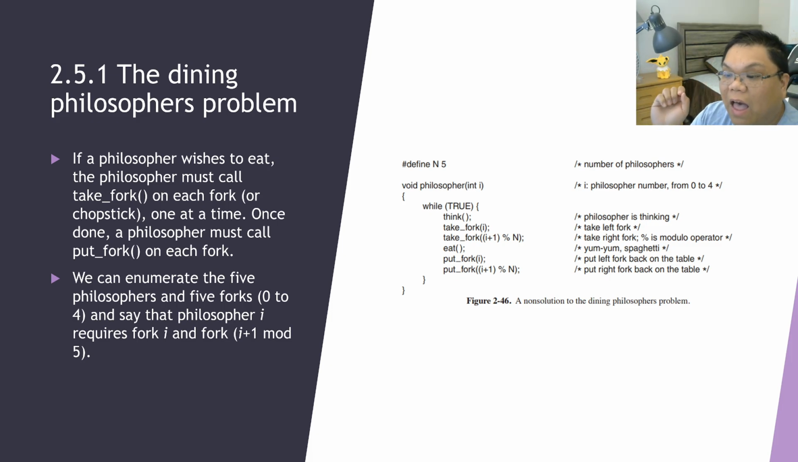If philosopher i wants to eat, that philosopher must acquire fork i and fork (i + 1) mod 5. That means if philosopher 0 wants to eat, that philosopher must acquire forks 0 and 1. If philosopher 4 wants to eat, that philosopher must acquire forks 4 and 5. There's no fork 5 because according to modular arithmetic, if we go to number 5, that's basically the same as fork 0. So basically it's a way of saying take the left fork and the right fork, but these numbers are arranged in a circle.